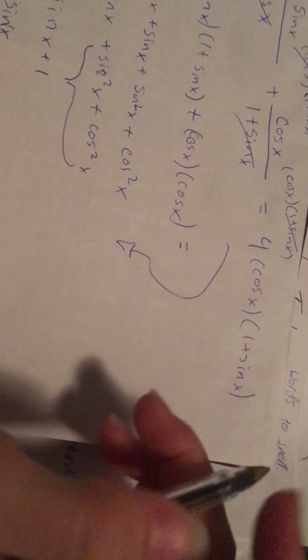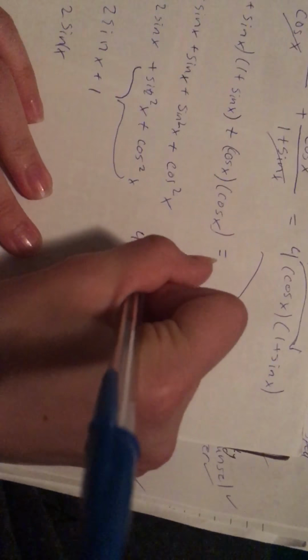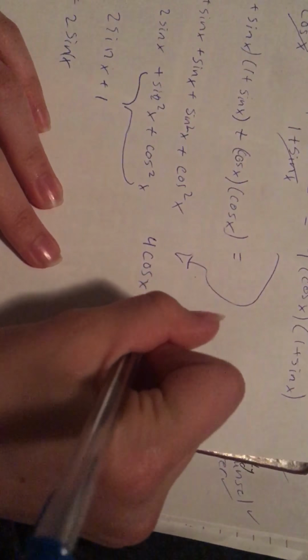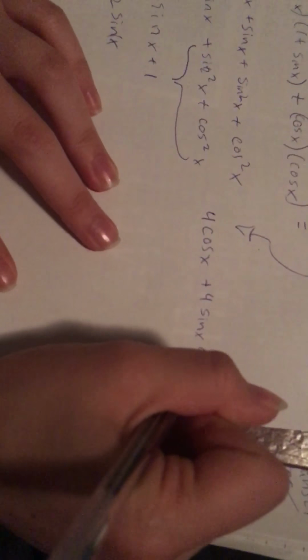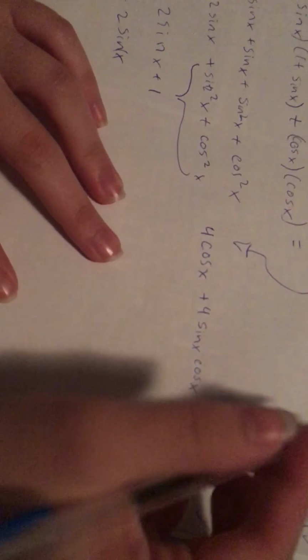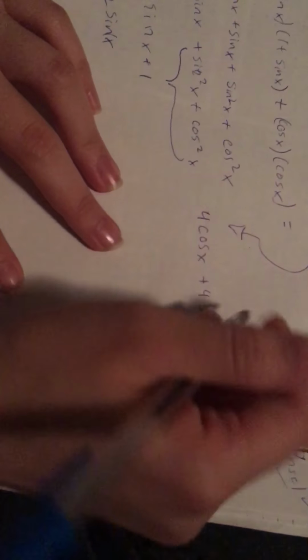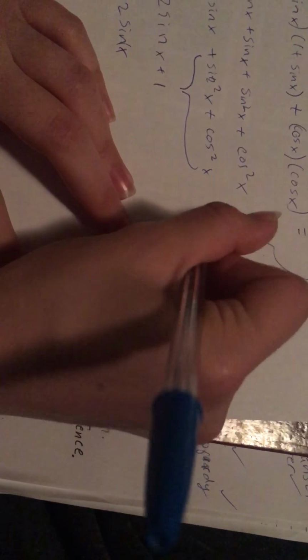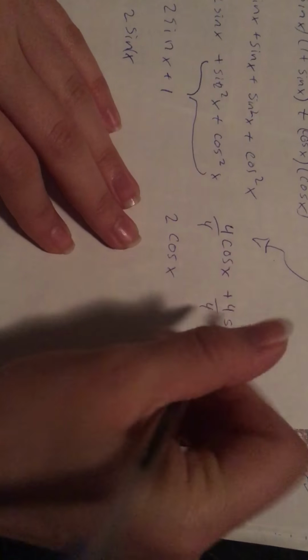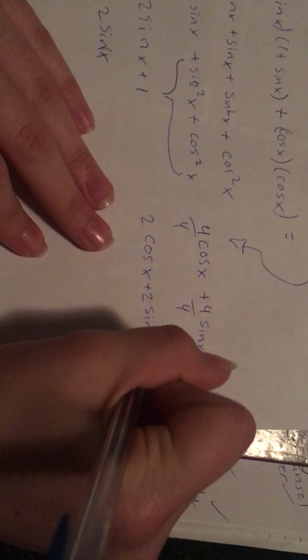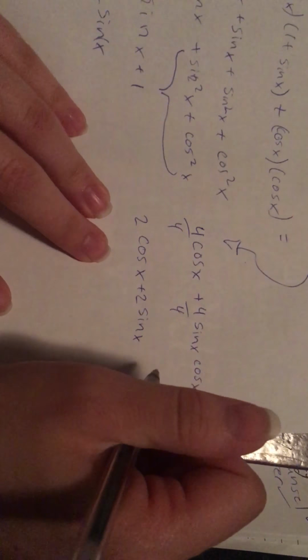Let's move this down here, because it's small. You'll want to FOIL it out like that, so you'll just times them by each other. You'll end up getting 4 cos x, which you'll just bring down, plus 4 sine x cos x. Then you're going to want to divide the 4 by 4. When you do 4 divided by 4, you get 2. So you get 2 cos x, and then you'll get 2 plus 2 sine x cos x.